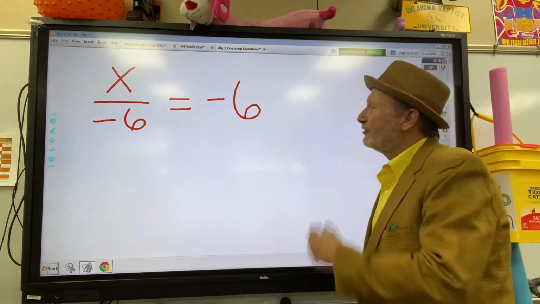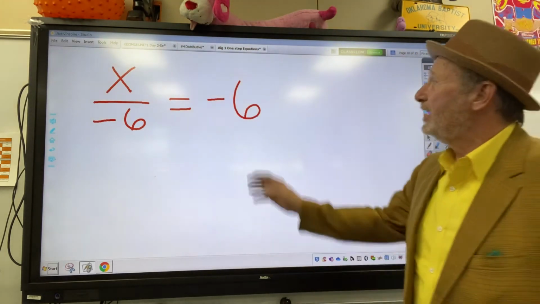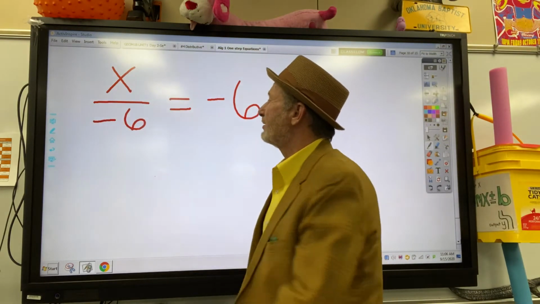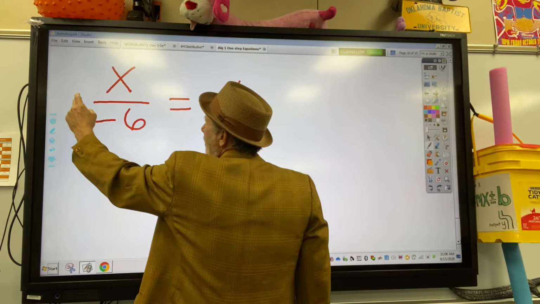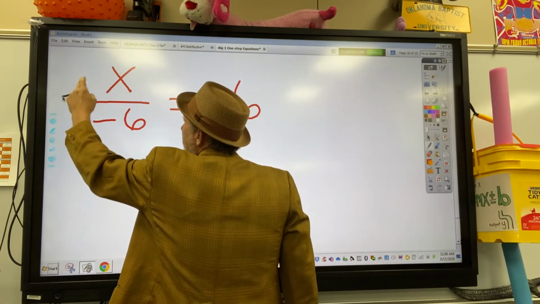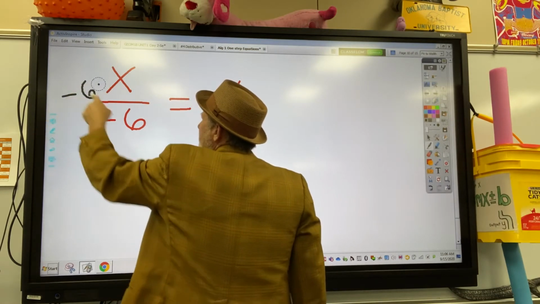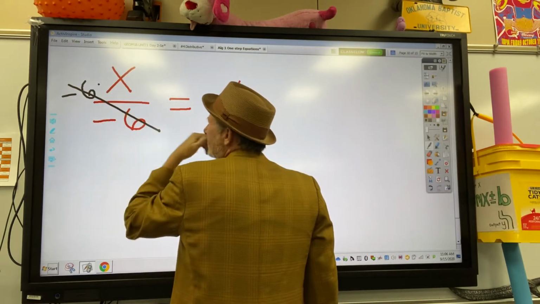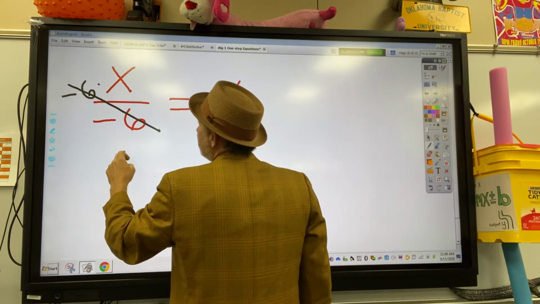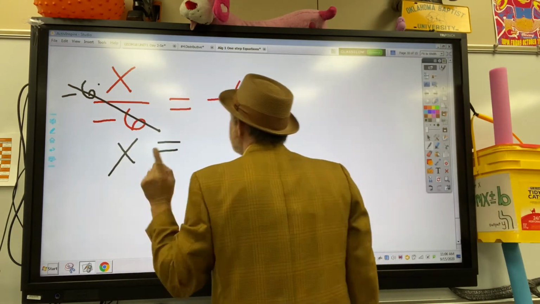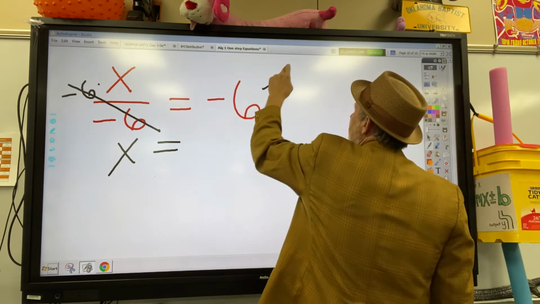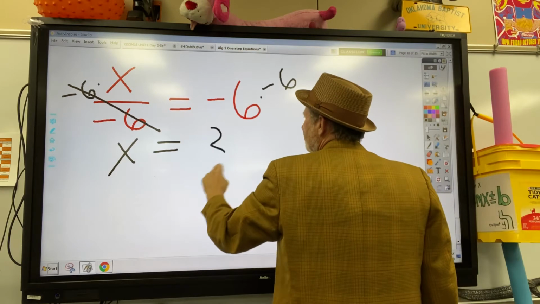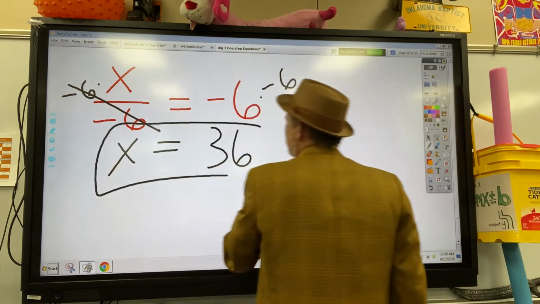All right, we have x over negative 6 equals negative 6. Equal sign, variable, get rid of what's farthest to closest. Well, I've got to get rid of this negative 6. I'm going to 1 it out. I'm going to multiply by negative 6, okay? And when I do that, negative 6 times x is negative 6x divided by negative 6 gives me x. Now remember, what you do on one side of an equal sign, you got to do on the other. So negative 6 times negative 6 is positive 36. Boom, bada, bing.